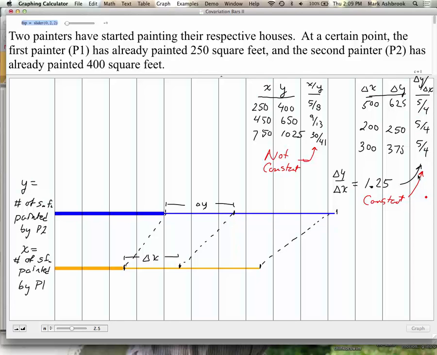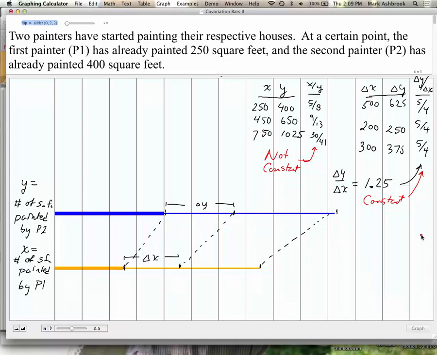Okay, let's. Is y changing at a constant rate with respect to x? Yes or no? Yes. Yes. Okay, they say yes. What about you guys? You're saying no. Say it again. Does y change at a constant rate with respect to x?